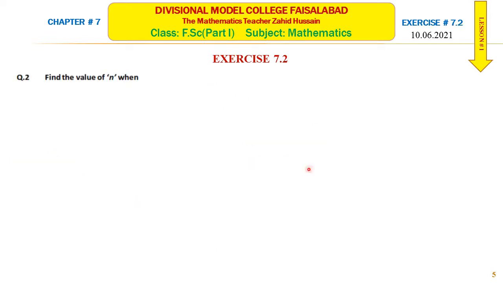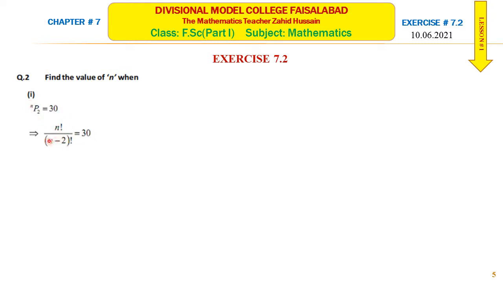In question number 2, you are asked to find the value of n when. This question is very important from your examination point of view, so all the three parts are important. Its first part is find the value of n when nP2, that is permutation of n objects taken 2 at a time, is equal to 30. This is an equation. To solve this equation, we will use the formula to write permutation of n objects taken 2 at a time, which we have studied, and this is equal to n factorial over (n minus 2) factorial equals 30.